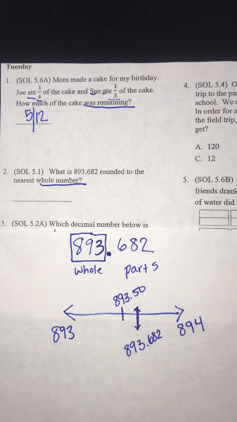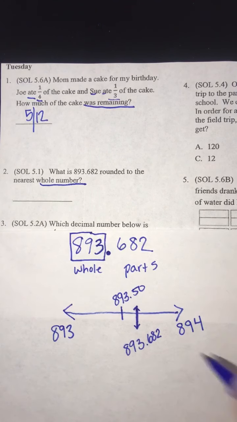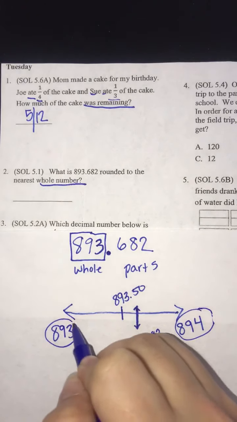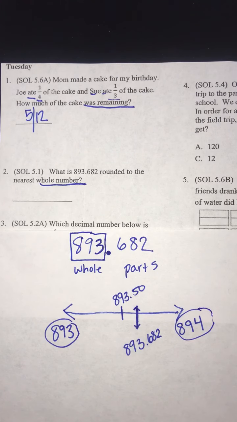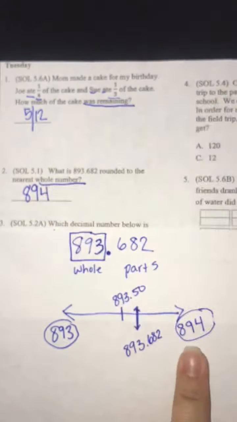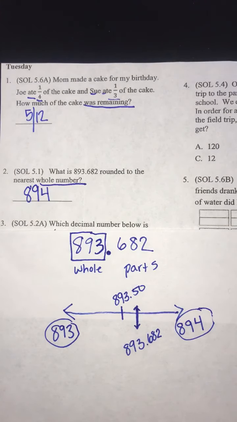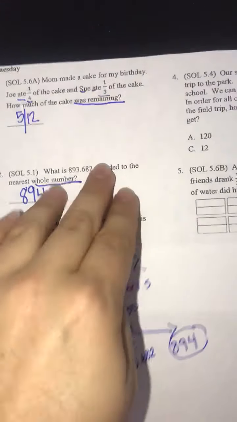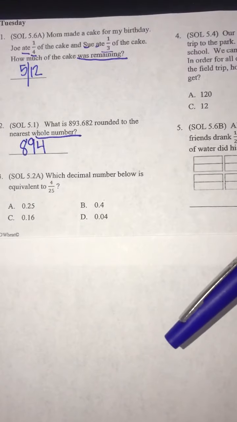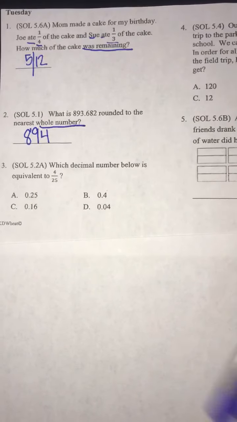So, looking at the number line, am I closer to $894 or am I closer to $893? If you said we're closer to $894, then you are correct. And that's how you round based on the whole number. You have to look at the entire thing. Okay? Awesome.